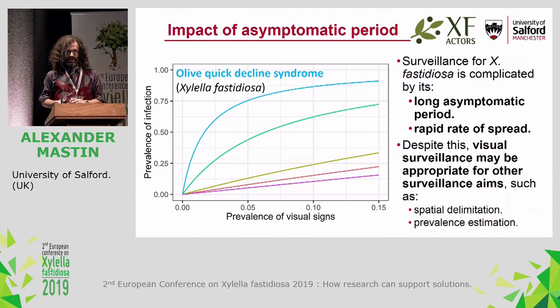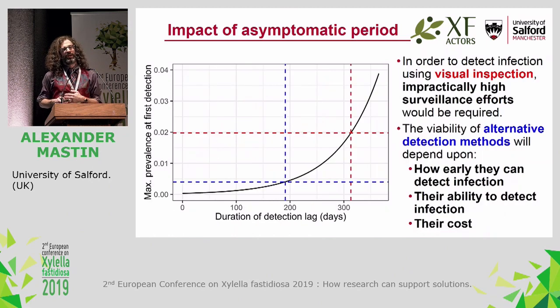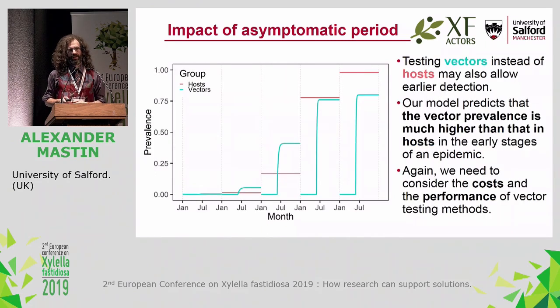Okay, so we're running out of time, so I'll just quickly summarize what we've found. Surveillance for Xylella is complicated by the long asymptomatic period and the rapid spread rate, although visual inspection may still be useful for other surveillance aims, especially when the pathogen is more established in the population. In order to account for that, we'd need high surveillance efforts, and the viability of those efforts will depend on how early they can detect, their ability to detect infection, and their cost. Our results from the model suggest that testing vectors will actually give us a better chance of detecting than testing hosts, because the vector prevalence is much higher early in the epidemic.